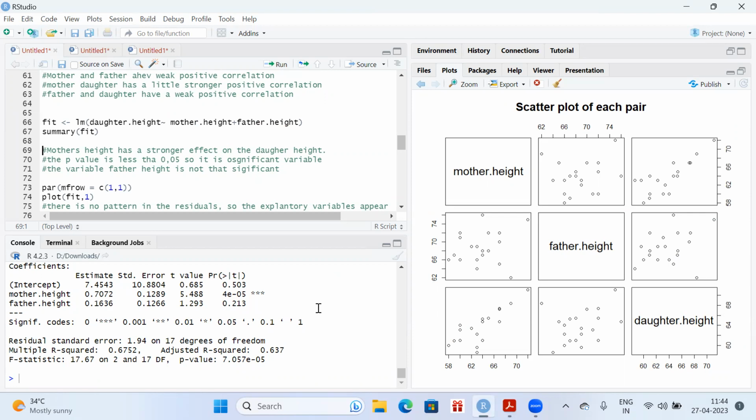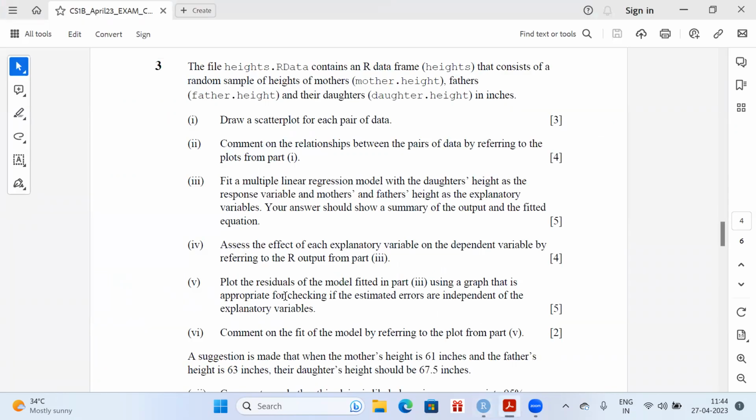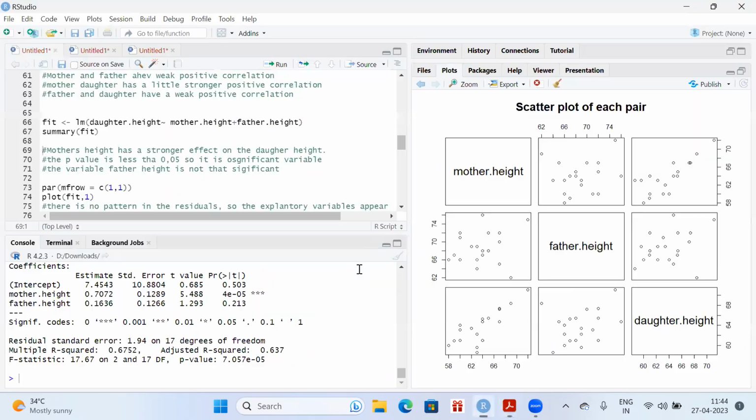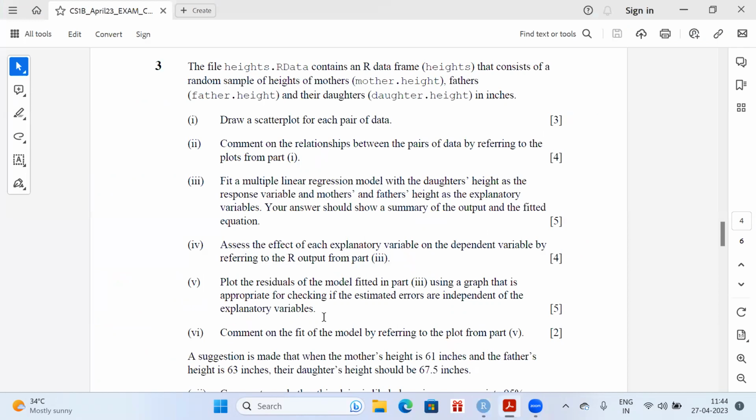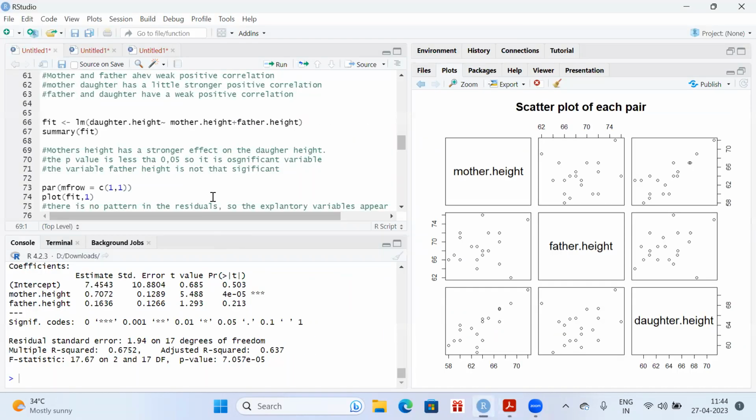Okay. And if you see, it says assess the effect of each explanatory variable. So mother's height is more significant since it has a p-value which is less than 0.05, and father's height has a p-value greater than that, so it can be ignored. It is not as significant as mother's height. Okay, that is there.